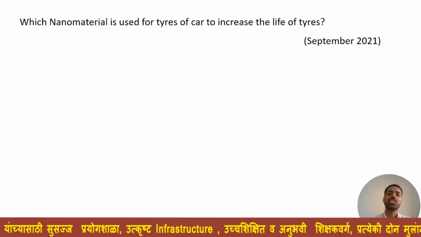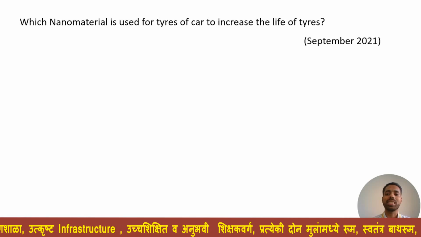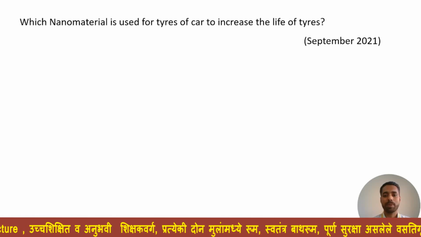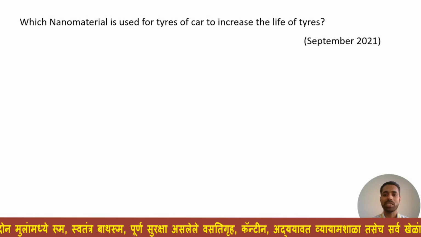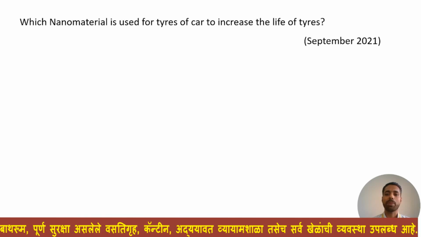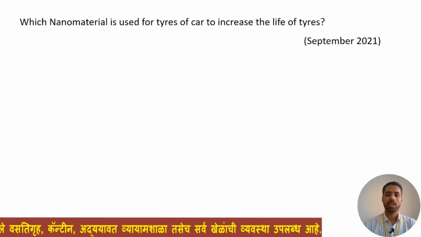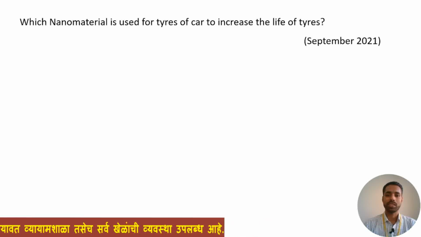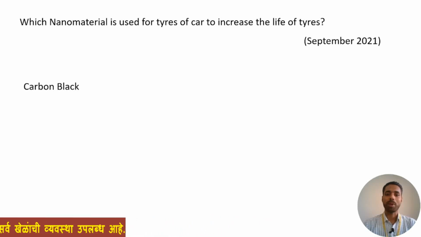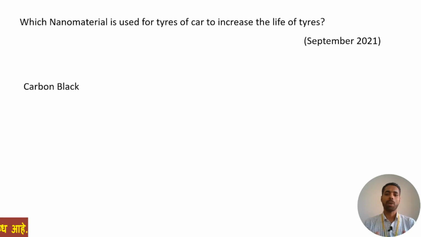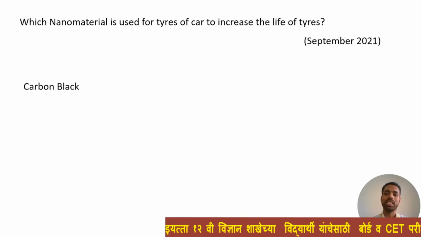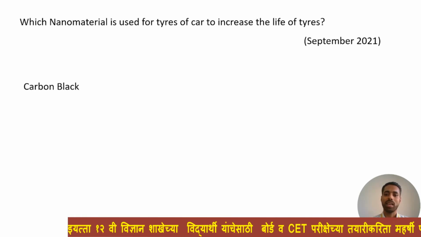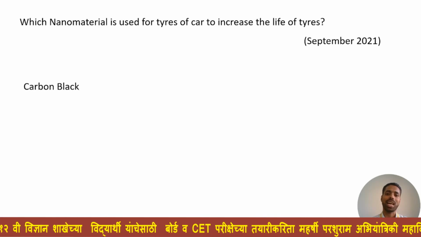Let's go to the next question. Which nanomaterial is used for tires of a car to increase the life of tires? This was a very short answer question which was asked in September 2021, and the answer is carbon black. These carbon nanostructured materials are used in the preparation of tires of cars to increase the life of tires, and they have very high strength as well.